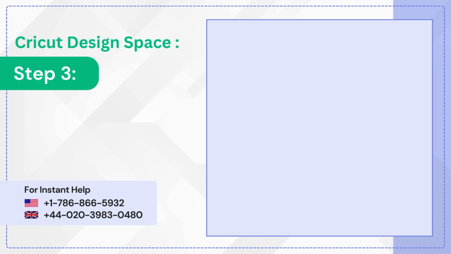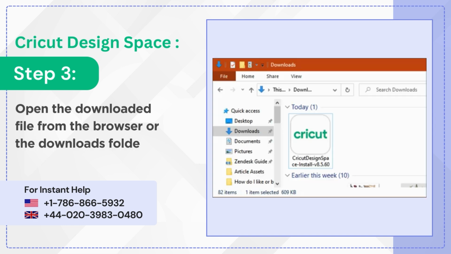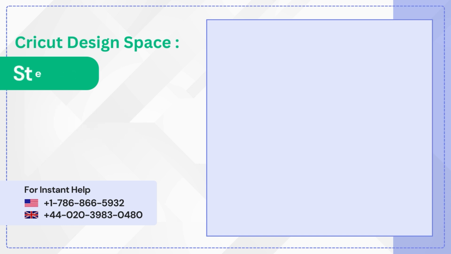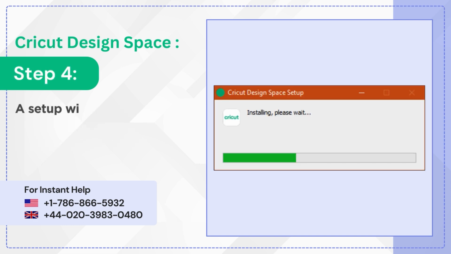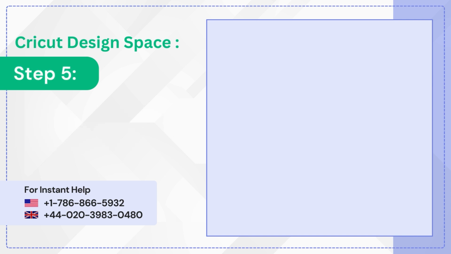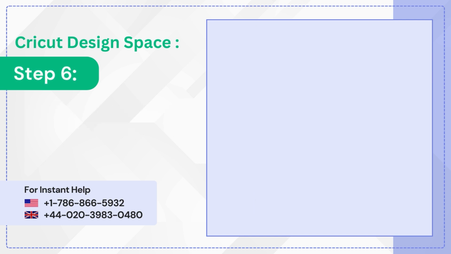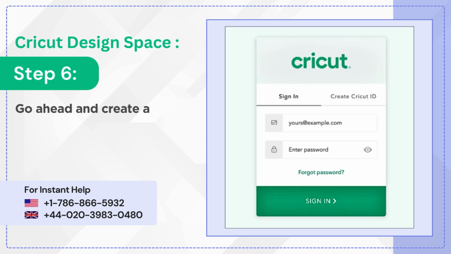Step 3. Open the downloaded file from the browser or the Downloads folder. Step 4. A setup window will pop open and display the installation progress. Step 5. When Design Space loads, click Product Setup. Step 6. Go ahead and create a Cricut ID, then proceed with the product setup process.